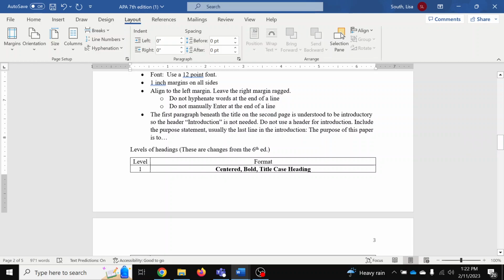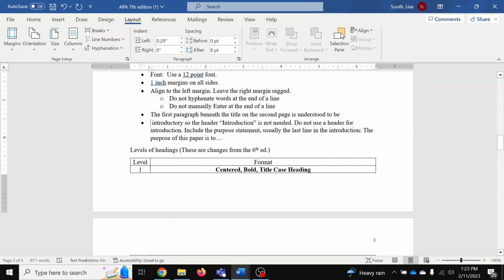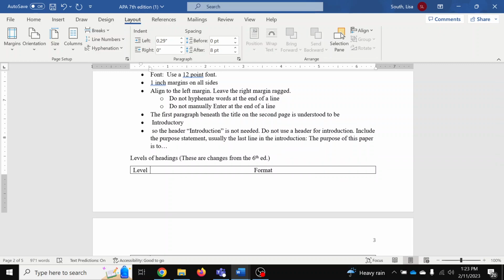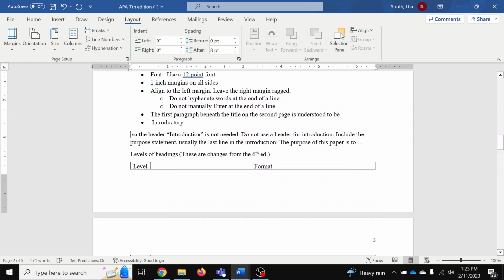Don't hyphenate. Don't enter at the end of the line. What happens if you have a lot of enters at the end of the line and then you upload? It shifts things just a little bit. And what will end up happening is, let's say this was the end of the line here. You'll see this without the bullet, but you'll see that kind of thing. If you're seeing those little jagged short lines, that's because you're entering when you shouldn't be.